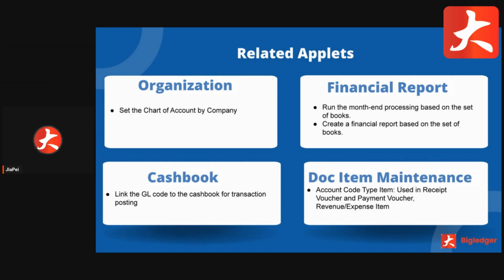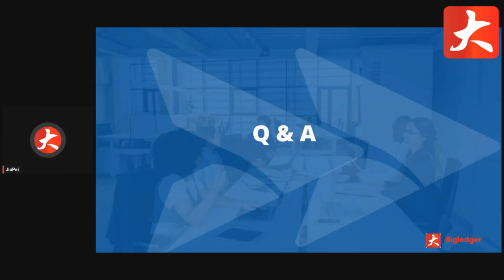The next one is the stock item maintenance applet. This stock item maintenance applet refers to the account code type item, used in the receipt voucher and payment voucher for the revenue or expenses part. Okay, I think that's all for the chart of account applet.